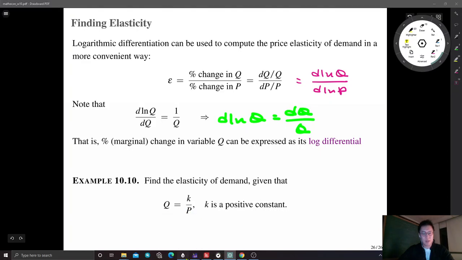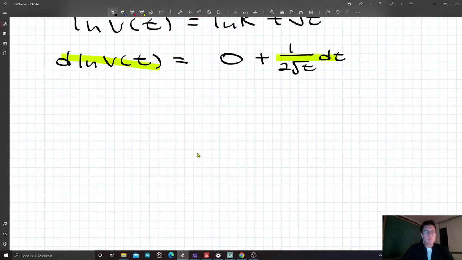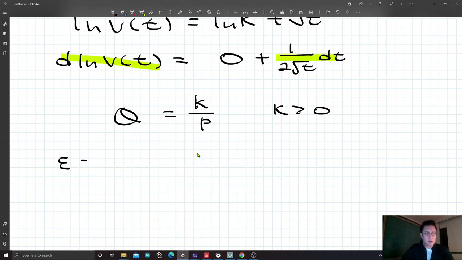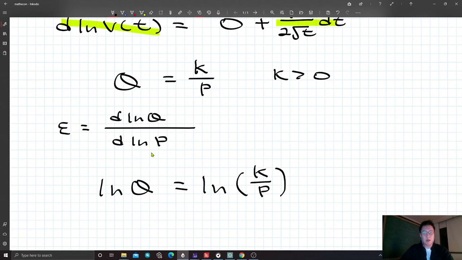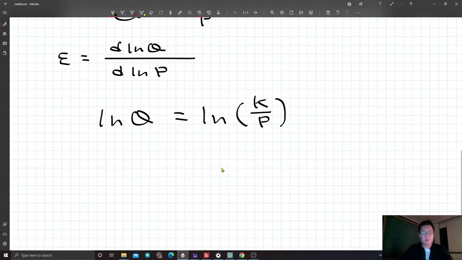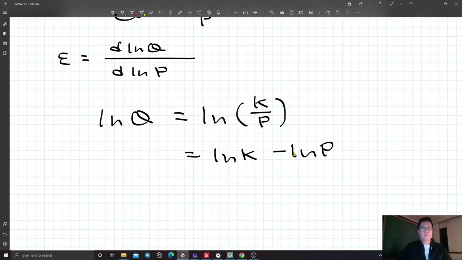Using this, Q is quantity demanded given by K over P, and K is some positive constant. Remember, elasticity is defined as d ln Q over d ln P. So we have to find these two log differentials. But let me first take the logarithm. So ln Q equals ln of K over P. And using the property of natural logarithm, I can rewrite the right-hand side as ln K minus ln P. Division becomes difference.